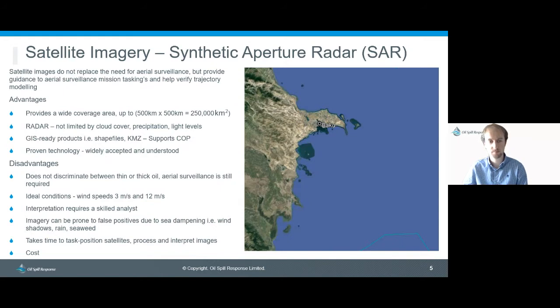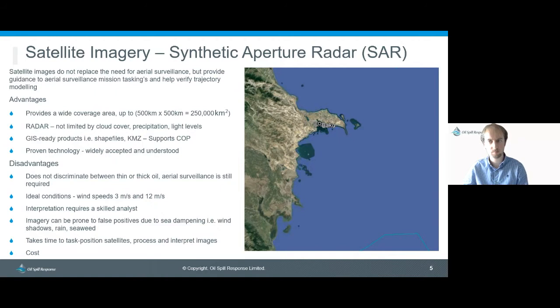So synthetic aperture radar is the sensor we use, SAR, and basically it uses microwaves, and it sends those out from the satellite. That hits the sea surface, bounces off, and comes back to the satellite, and detects subtle changes in the surface of the sea. As you can imagine, if there's oil on the water, it has a dampening effect on the sea surface, and the SAR sensor picks this up, and then we can use that to give us a fairly good indication if there's oil on the sea surface.